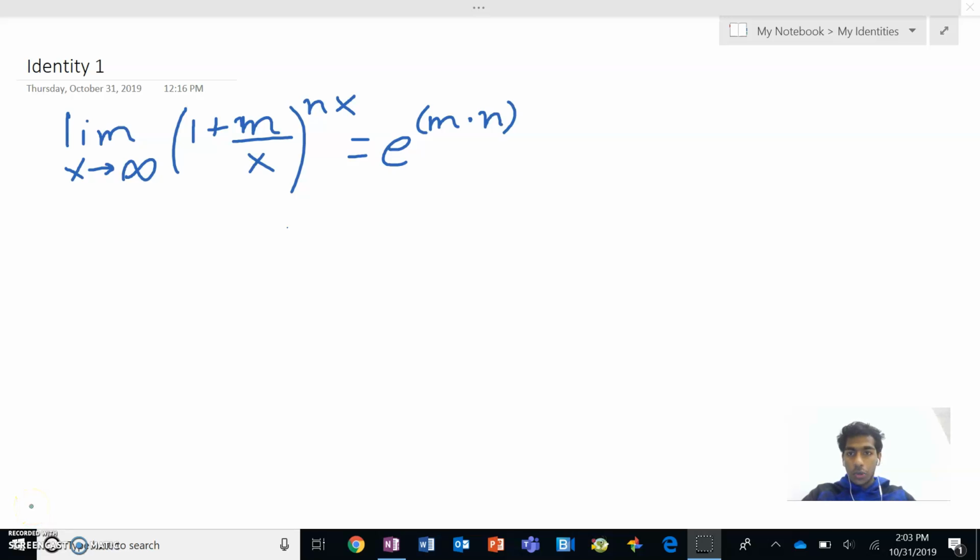Hey Math Notes, this is your boy Preetham back at you with some more math, but today we are not going to solve problems. We're switching gears, and you all are about to meet an identity that I've derived myself. And this is, as you can see, the limit as x approaches infinity of (1 + m/x)^(nx) would be equal to e^(mn).